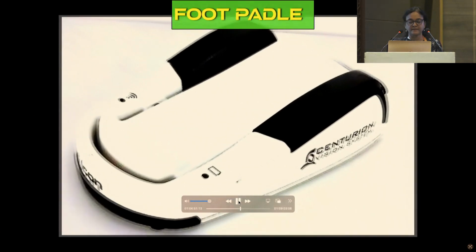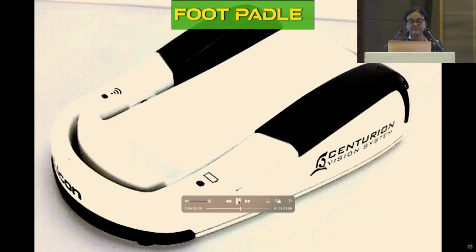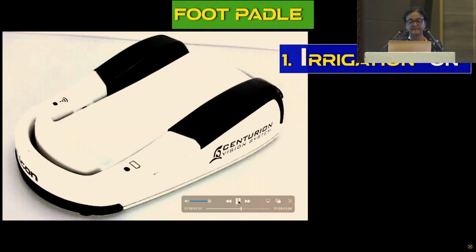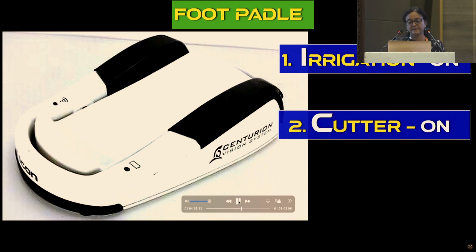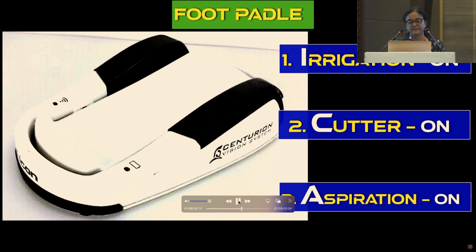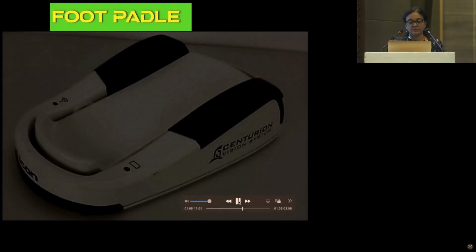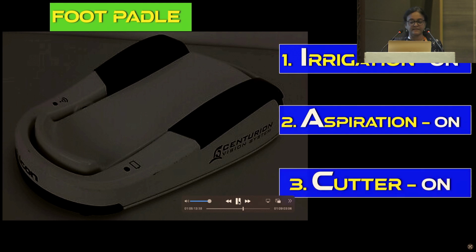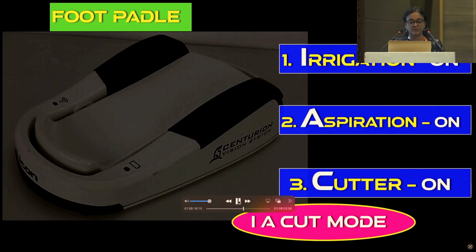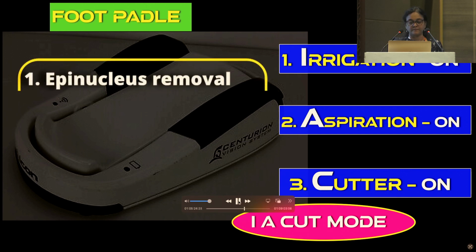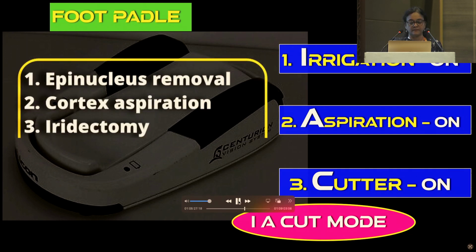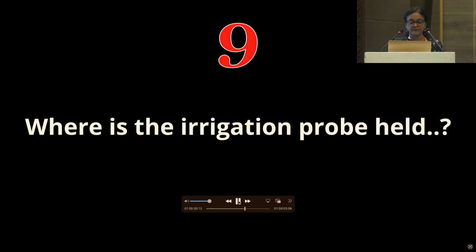So what are the typical foot positions? You have the foot pedal in some of the machines. Any machine will have irrigation first, then the cutting occurs, then the aspiration occurs. This is the typical way a foot pedal is set in the vitrectomy cutting mode. Certain machines have cutting first and then aspiration. Especially machines like Infinity and Centurion have this cut IA mode. This will help in aspirating the epinucleus and cortex. Also you get to do an iridectomy with that.